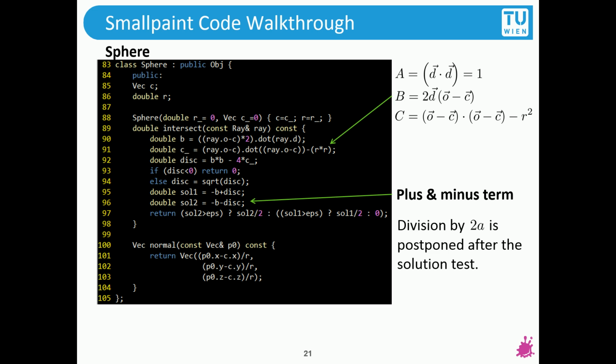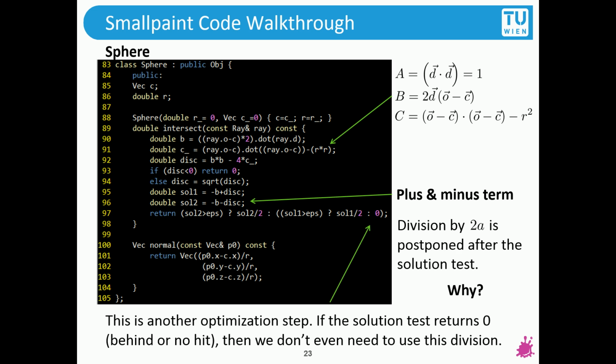We have the plus and minus term, and the division by 2a is again postponed. And that's also another interesting question. Why is this postponed? You can see that the sol 2 is divided by 2 and the sol 1 is also divided by 2, but only after the test. So if we have the solution 2, if it is bigger than epsilon, then we have the first expression after the question mark. But if it's not, then we are looking for the second expression after it, which is another test. And if the answer is no for that as well, then we are going to return 0.